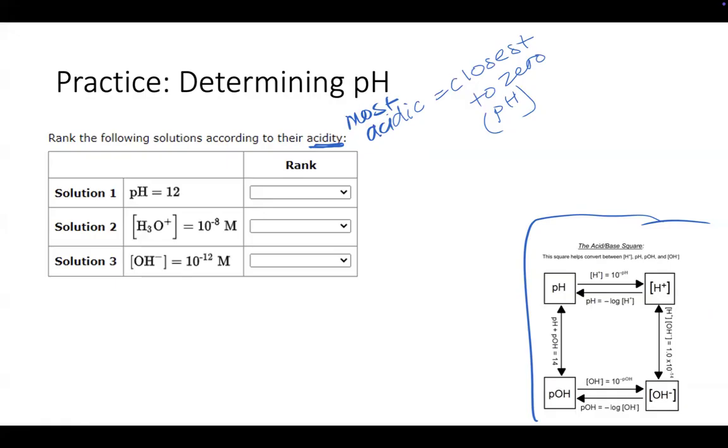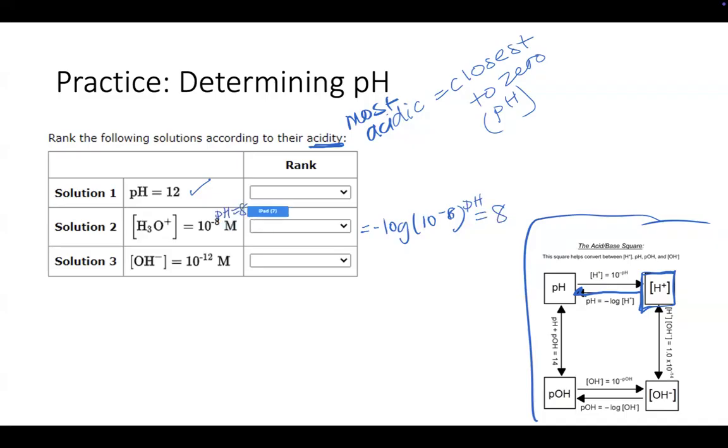So if we're going to be ranking something on its acidity, I think it makes sense to make sure that they're all in pH. Solution 1 is already given to us in pH. Great. Solution 2 is given to us in H3O plus, which is the same as H plus. So they've given us this, and we want to go to pH. We want to compare everything in pH. So we're going to do the negative log formula. So I do the negative log of 10 to the negative 8, which I know off the top of my head would be pH equals 8. Right?